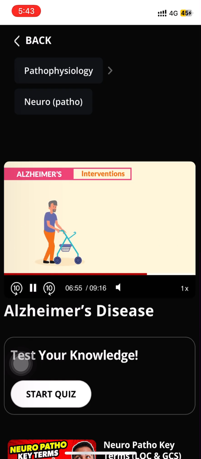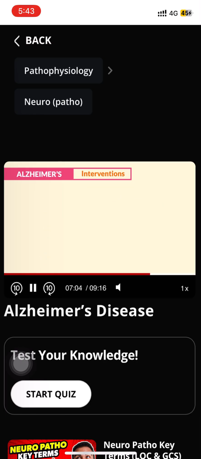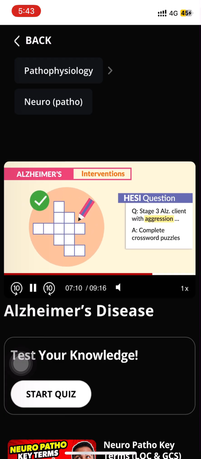That's why distraction is the key term there, and redirection to new activities is the best choice on the NCLEX and nursing exams. So even HESI mentions a stage 3 client with aggression, we complete crossword puzzles. That distraction and redirection there.